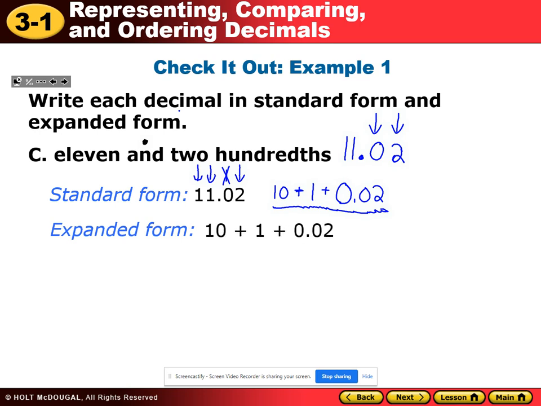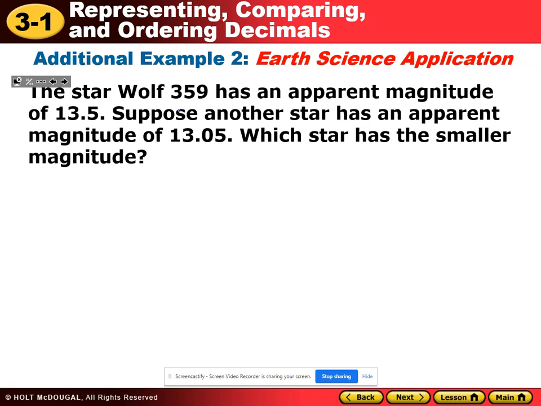10 plus 1 plus 2 hundredths. That would make 11.02 or 11 and 2 hundredths. All right. Now we look a little bit further.